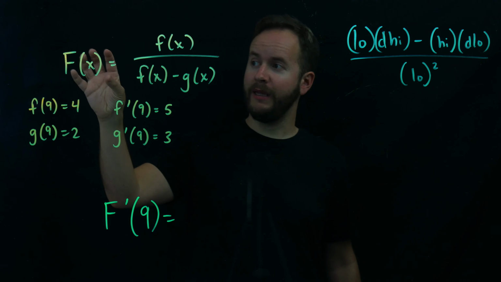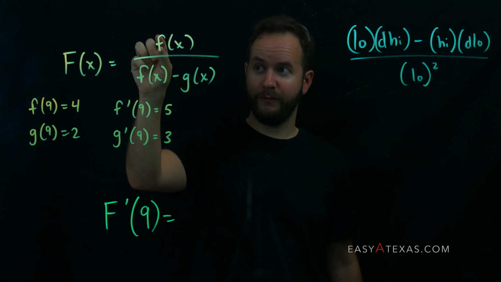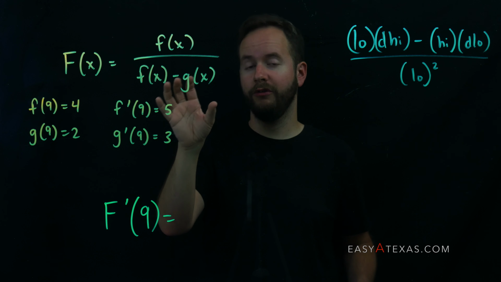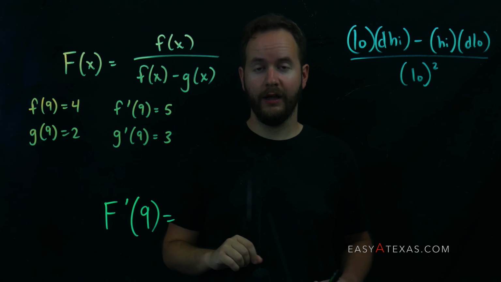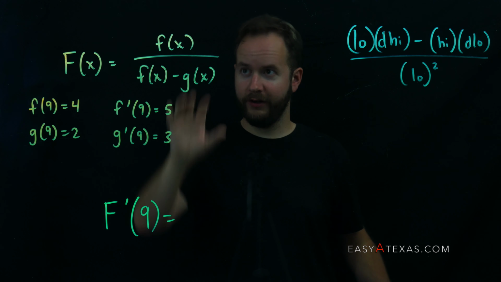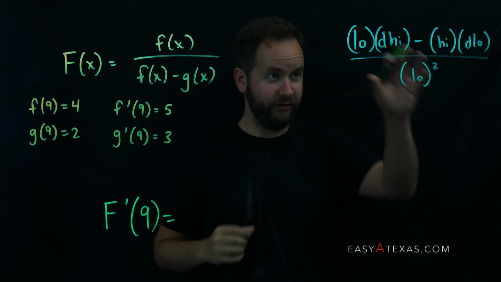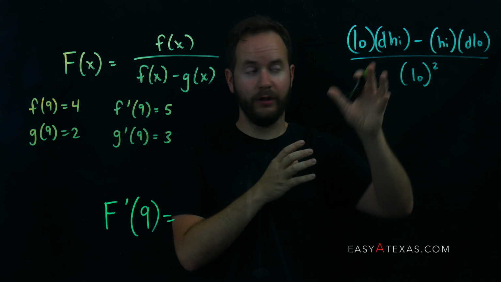Here we have some function big F that's written in terms of some unknown functions, baby f and baby g. And while we don't know what those functions are, we do know their values at 9 and the values of their derivatives at x equals 9. I'm going to use the quotient rule, which is listed here, to take the derivative of this giant expression. This is just a mnemonic device, it's not a technical definition, but let's see it in action.